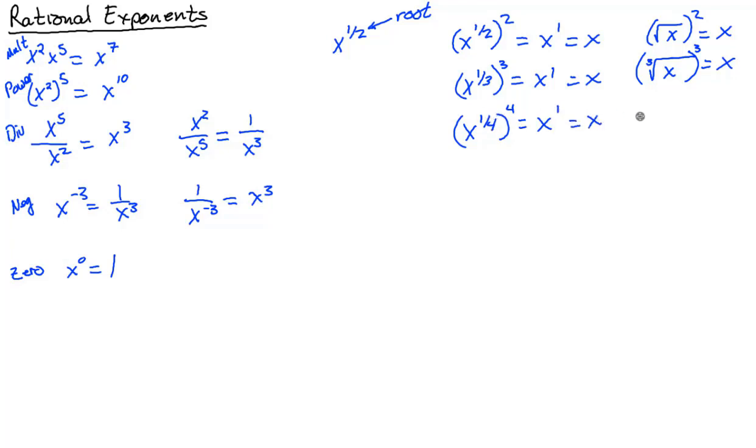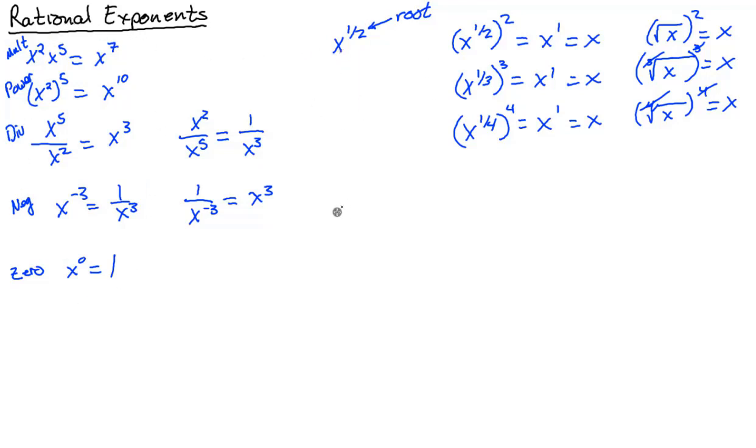So that's x, and we could write it like this. The 4th root of x to the 4th. Yeah, they undo each other. And so that's what happens here with the multiplication of exponents. So there we go. Other than that, all these rules are exactly the same.